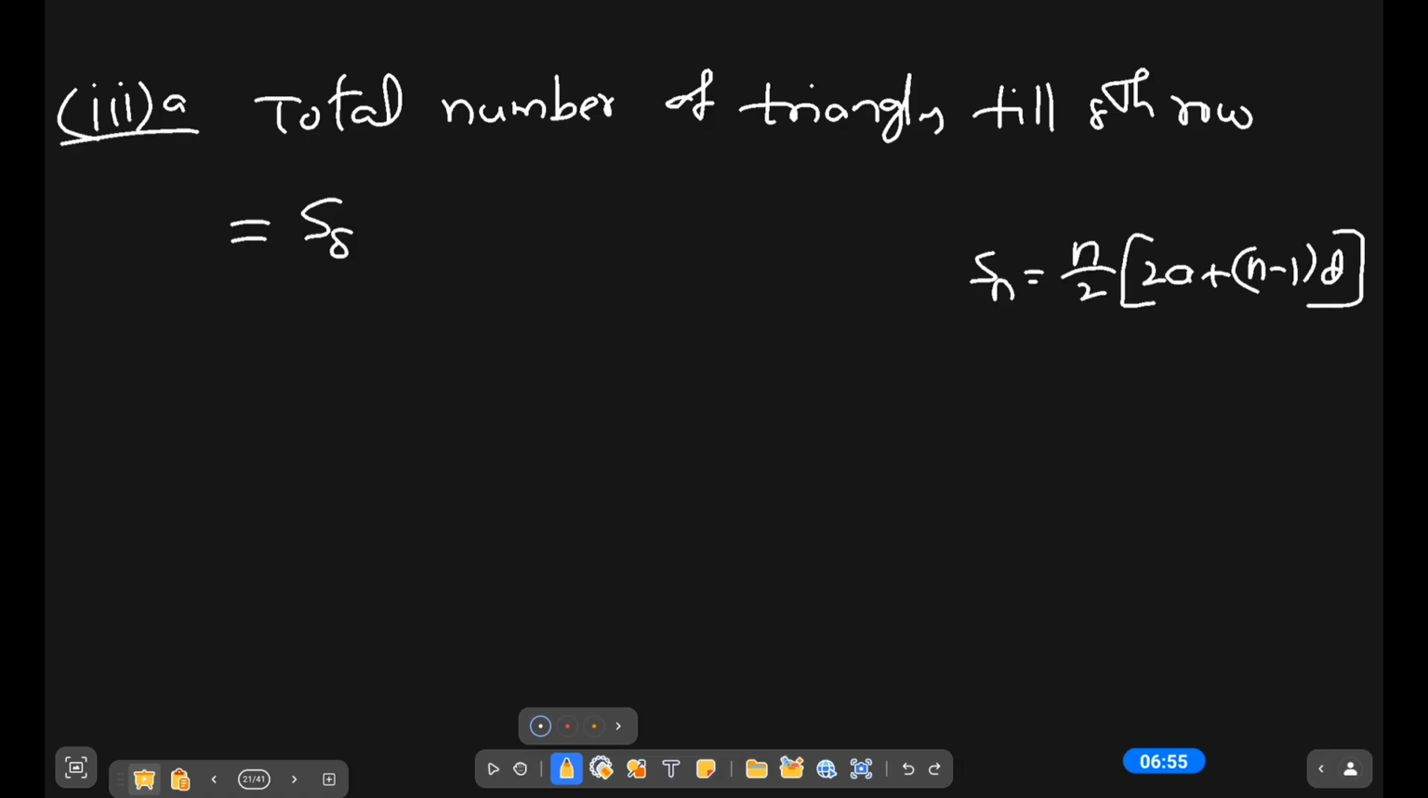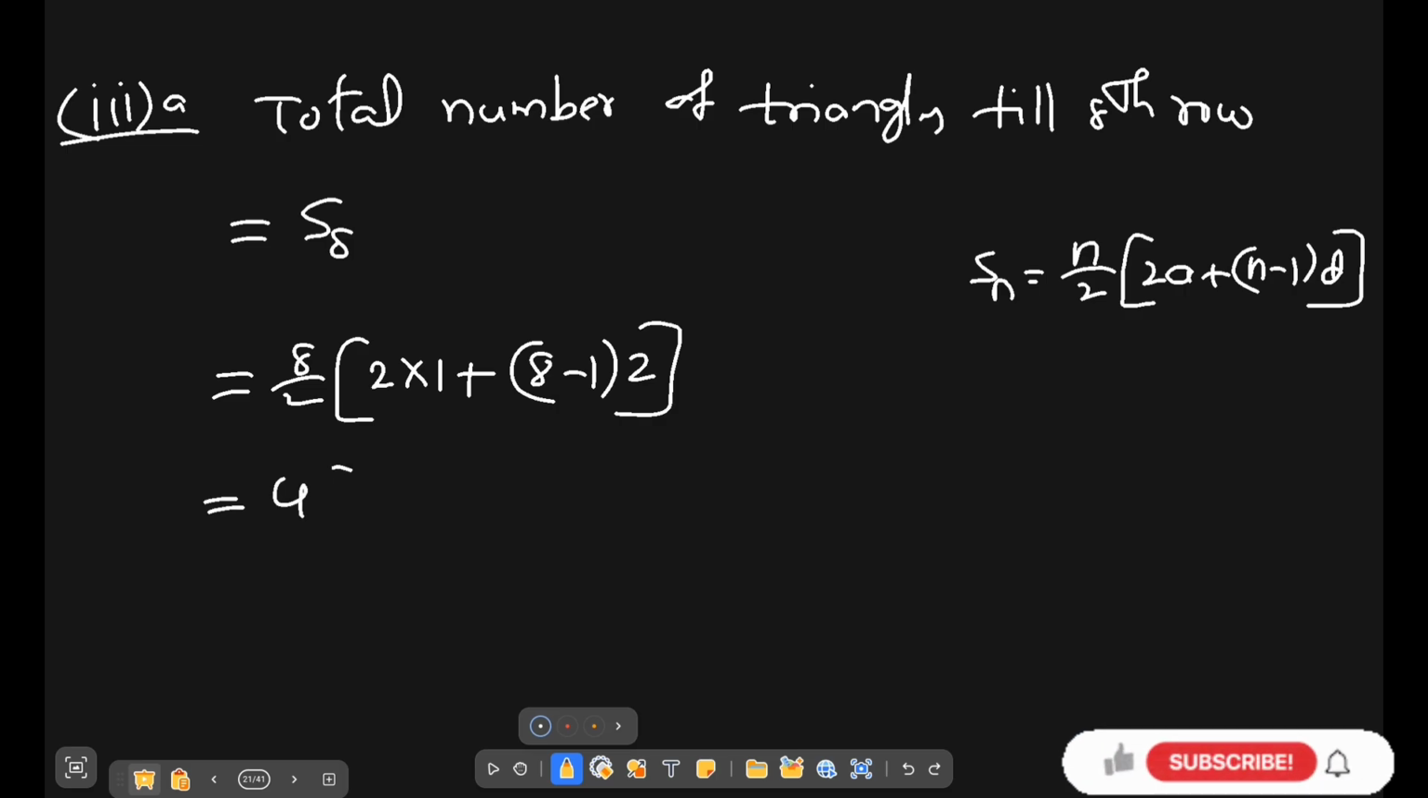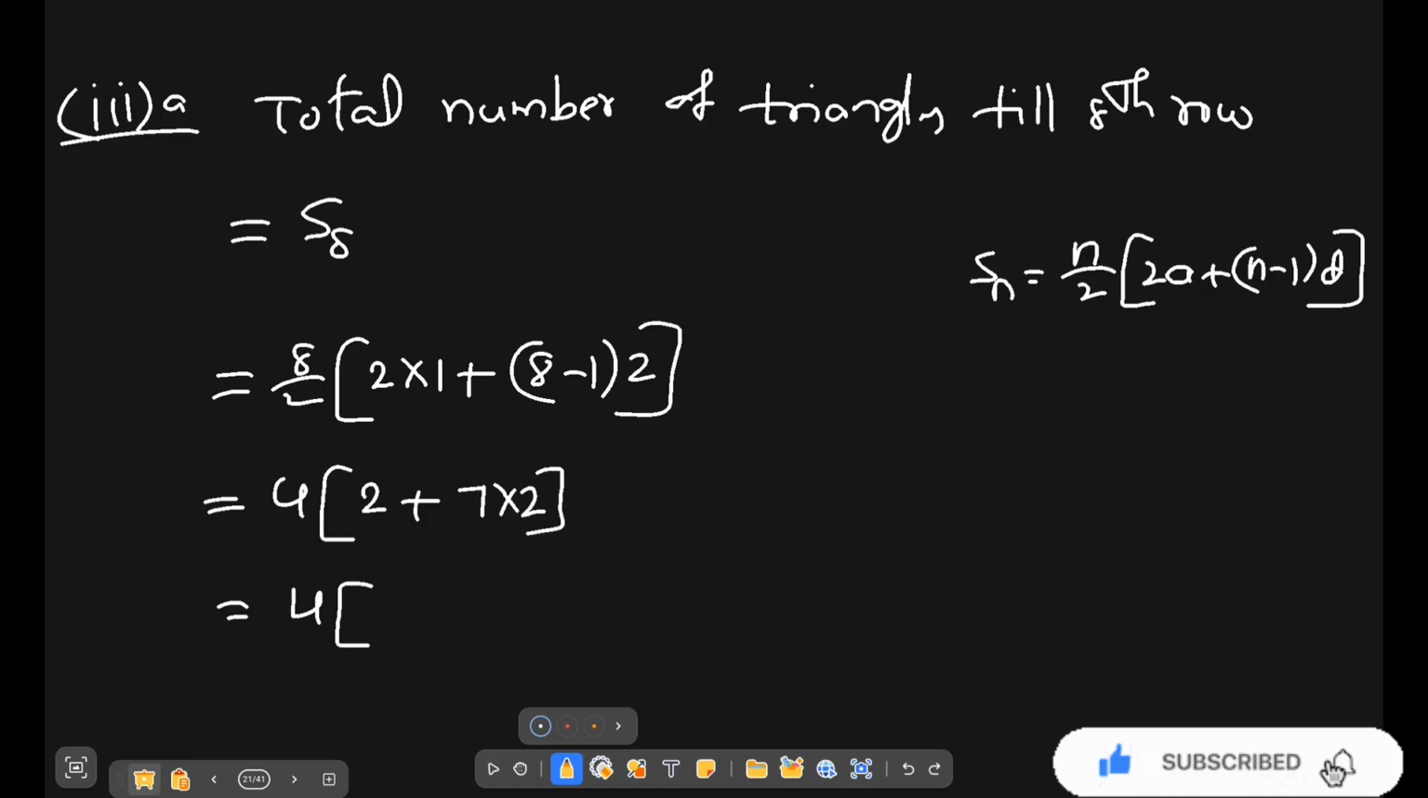So now apply this formula here. n by 2, 8 by 2, of 2a, 2 into a value 1, plus n minus 1, 8 minus 1, into common difference 2. So 8 by 2, 4, of 2 plus 7 into 2. So this will be equal to 4 of 2 plus 14, so 16. So this will be equal to 64 triangles till the 8th row. Next.